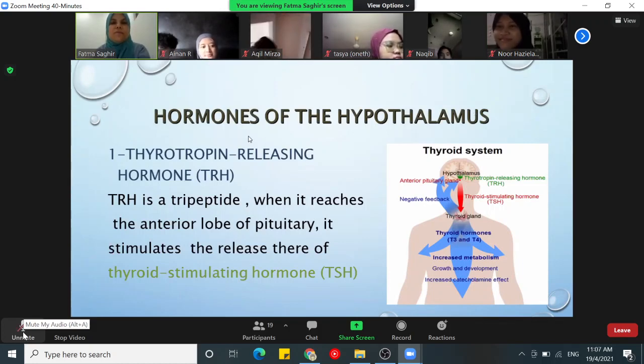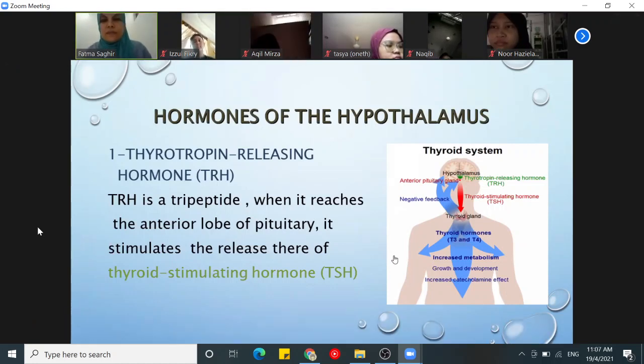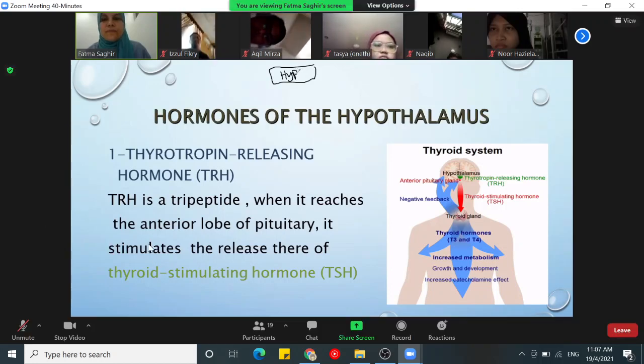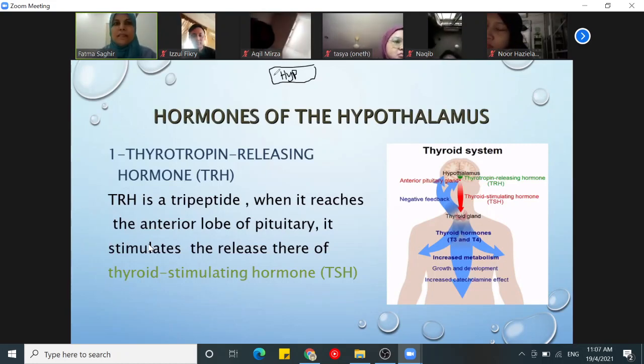Okay. So, hormones of hypothalamus. We know the structure of hypothalamus, or you should already know the structure. The hypothalamus is in the brain, isn't it? It's part of the central nervous system, and also it's part of the endocrine system. So today we talk about hypothalamus as a gland because it's secreting hormones.